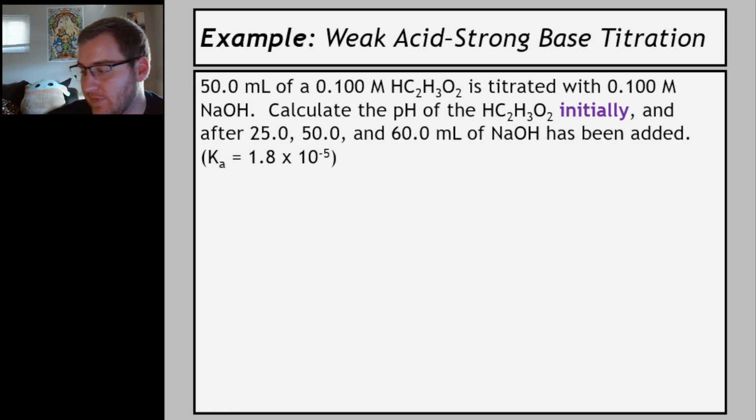So here's our problem. It's going to be pretty much identical to the last one, but the main difference, I have a different acid, and this is a weak acid. 50 milliliters of my 0.1 molar weak acid titrated with 0.1 molar NaOH, my strong base. I'm going to calculate the pH of this solution initially, after 25, 50, and 60 milliliters of NaOH. The Ka of my weak acid is given to me. Okay, let's do it.